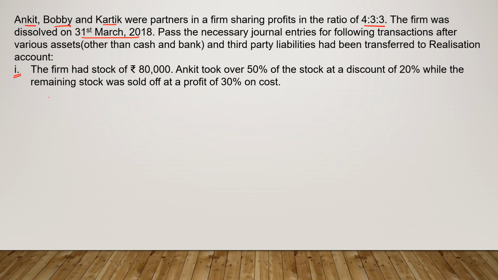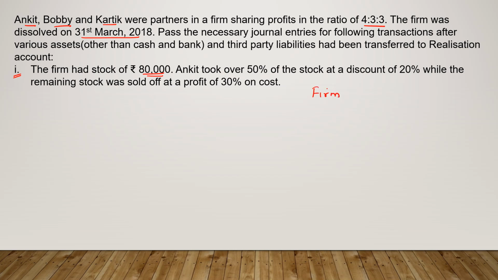The first adjustment that we are going to learn related to this dissolution is: the firm had a stock of 80,000 rupees. Ankit took over 50% of the stock at a discount of 20%, while the remaining stock was sold at a profit of 30% on cost. So the total stock of the firm is 80,000. We will now learn how to pass the journal entry for this particular transaction.